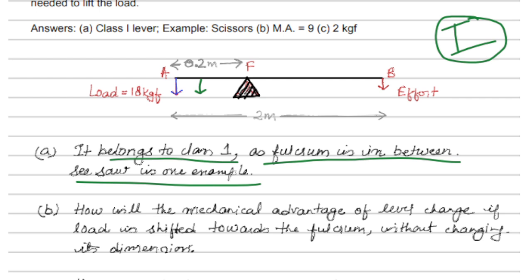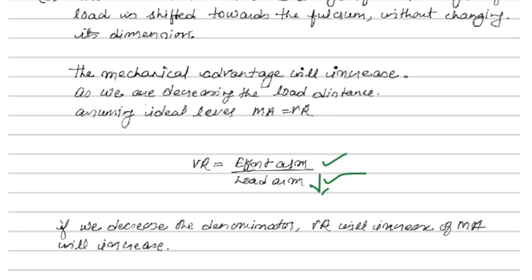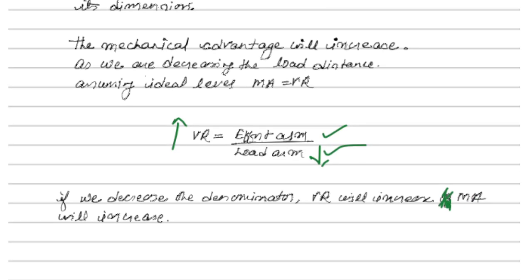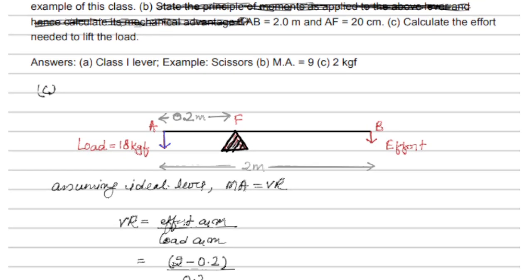So if you are decreasing this part, then what will happen? The VR value will increase, or the mechanical advantage will increase, right? So if we decrease the denominator, the VR will increase or MA will increase. We can say so because we are assuming that this is an ideal situation, MA is equal to VR. Okay, so let's go to the next part of this question.